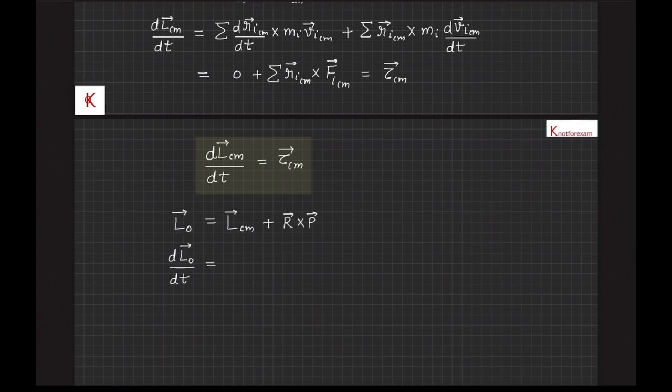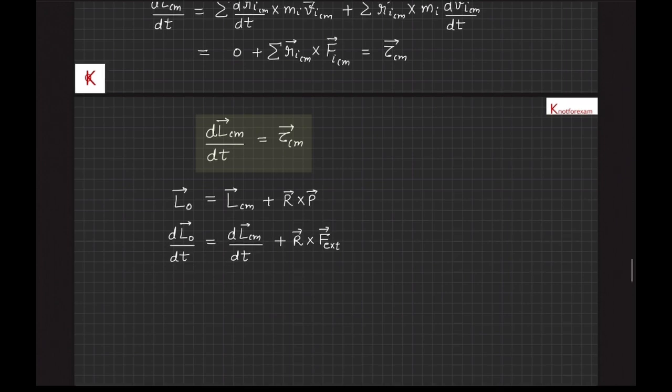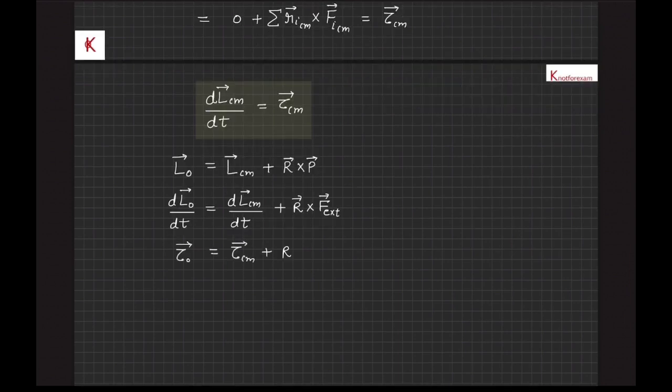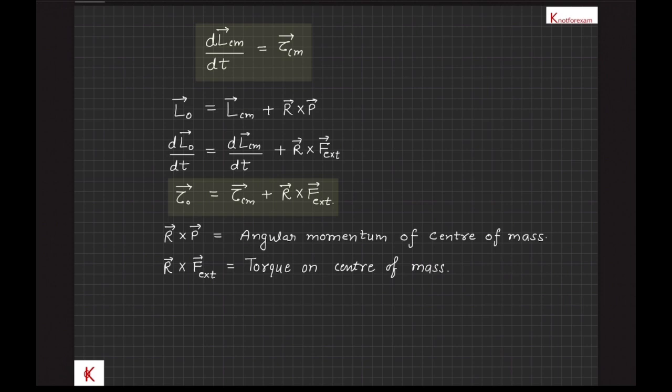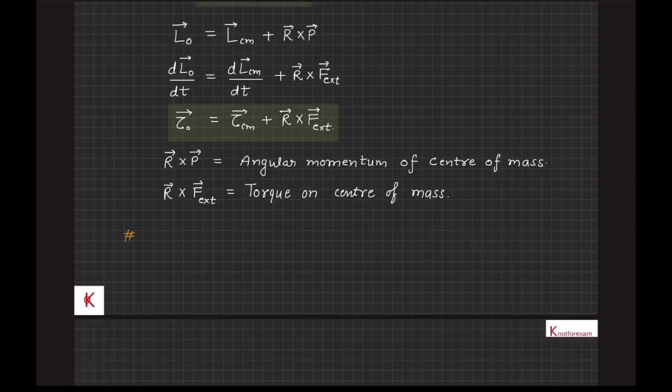Also if we differentiate the relation L_O vector equals L_CM vector plus R vector cross P vector, then we get dL_O vector by dt is equal to dL_CM vector by dt plus R vector cross dP vector by dt, and that will be tau vector is equal to tau_CM vector plus R vector cross F external vector. Here R vector cross P vector is angular momentum of center of mass and R vector cross F external vector is the torque of net force on center of mass.